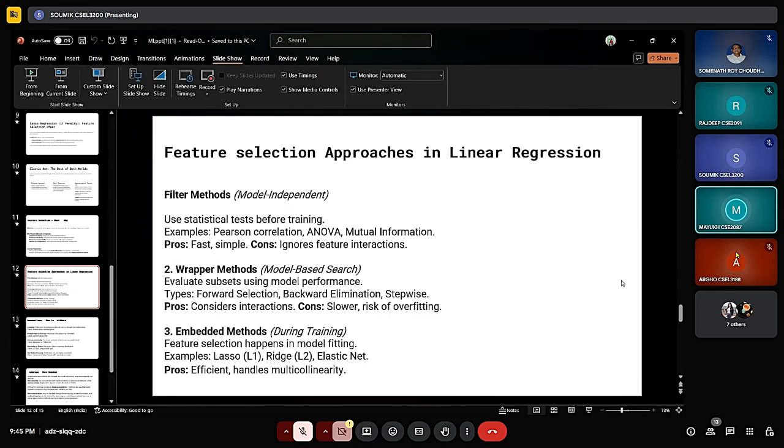Second, we have wrapper methods, which is model-based search. Evaluates subsets using model performance. It has forward selection, backwards elimination, and stepwise. Pros are it considers interactions which are ignored by filter methods, but it's slower and has risk of overfitting. Third, we have embedded methods during training. Feature selection happens in model fitting that we discussed, like L1, L2, and elastic net. Pros are it's efficient and handles multicollinearity. Next slide, please.